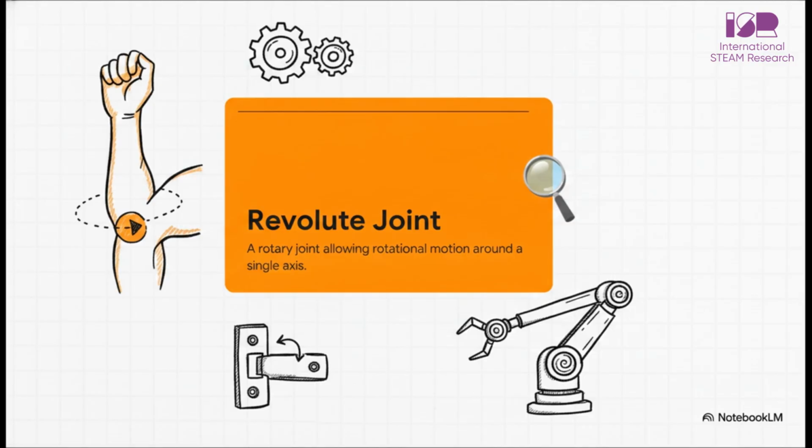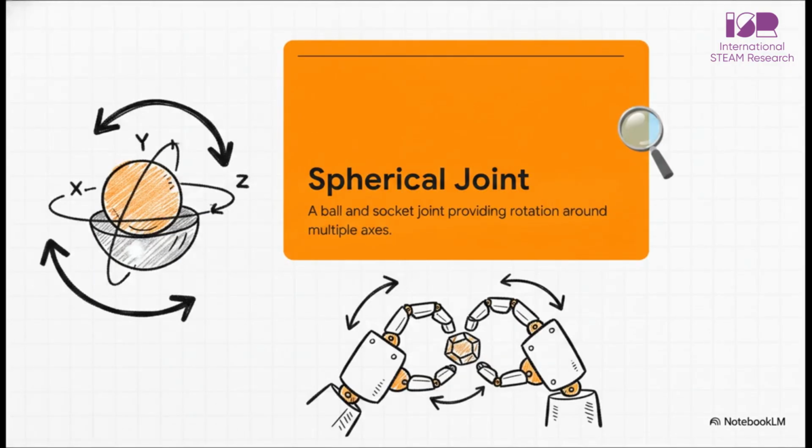And finally, the spherical joint. If the revolute joint is a standard hinge, the spherical joint is a ball and socket. It provides rotation around multiple axes at once. This is the key that unlocks complex, multi-directional gripping. So whenever you see a highly flexible robot hand or a gripper manipulating an object from multiple angles, you are watching a spherical joint hard at work.